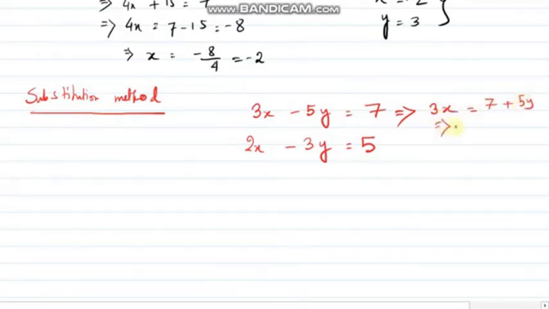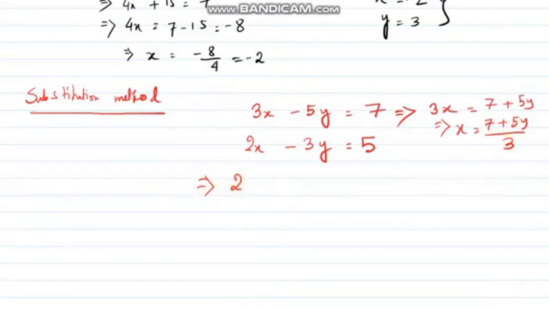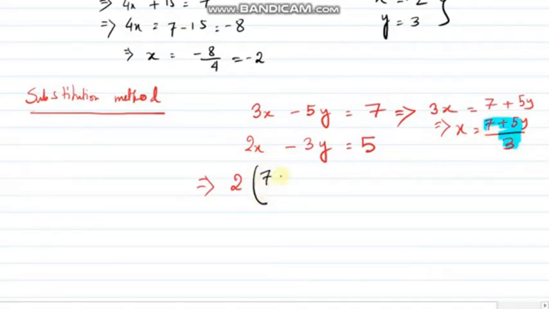Hence my x is equal to (7 + 5y)/3. Now if I put this value of x into the other equation, it becomes (7 + 5y)/3 - 3y = 5.